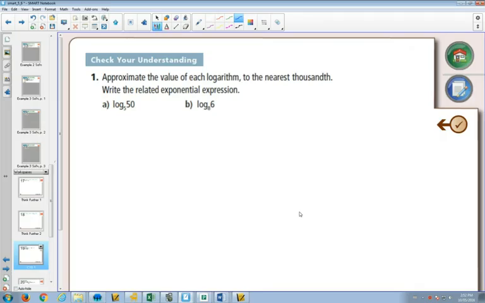Approximate each to the nearest thousand. Again, you would need a calculator for this. Now, if you can't write that small base on your calculator, you're going to need to use the change of base theorem. With the change of base theorem, you're going to change it either to a natural log, because that button's on your calculator, or to a log of base 10.